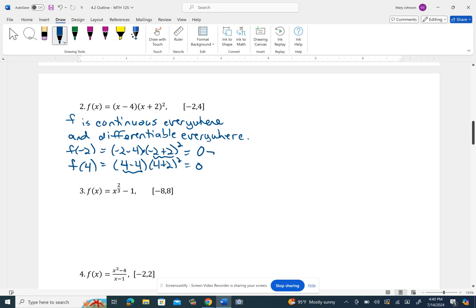Okay, so these are equal. These are equal. So that's the third thing. It has to be continuous, differentiable, and those two values have to be equal. Now, once it is, then I want to do the derivative.